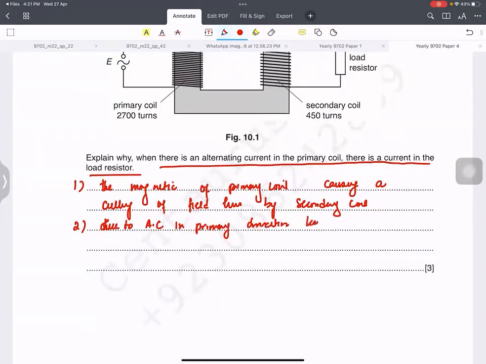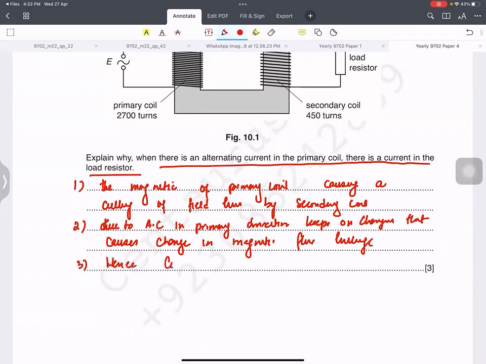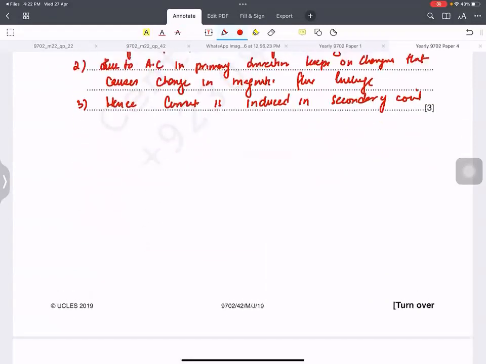direction keeps on changing, that causes change in magnetic flux linkage. Right. Okay. Hence, current is induced in secondary coil. That's the same answer that he uses all the time. Okay.